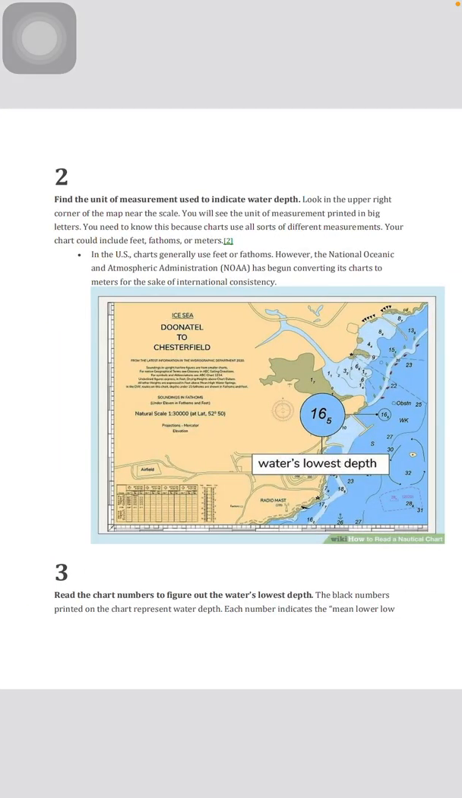Step 2. Find the unit of measurement used to indicate water depth. Look in the upper right corner of the map near the scale. You will see the unit of measurement printed in big letters. You need to know this because charts use all sorts of different measurements. Your chart may use feet, fathoms, or meters. In the US, charts generally use feet or fathoms. However, the National Oceanic and Atmospheric Administration, or NOAA, has begun converting its charts to meters for the sake of international consistency.